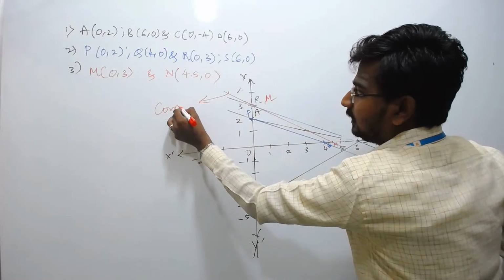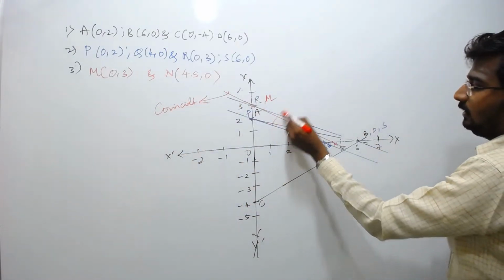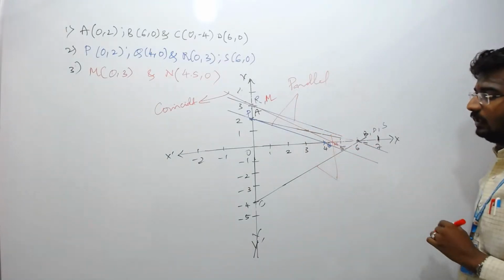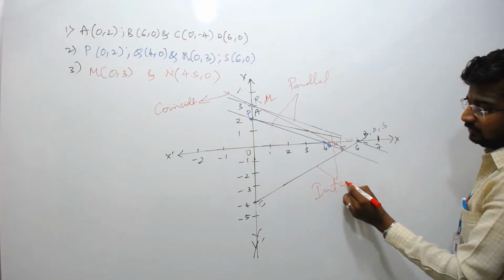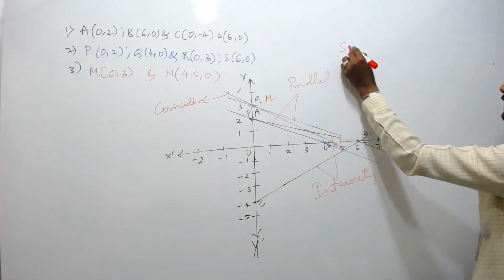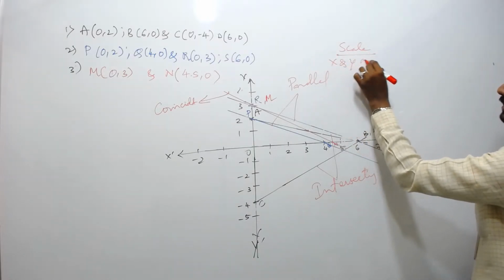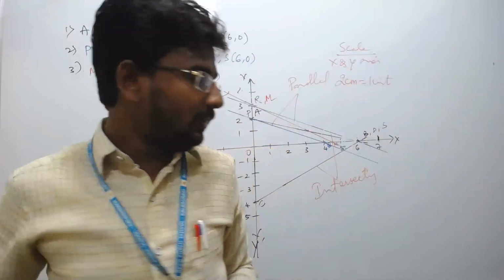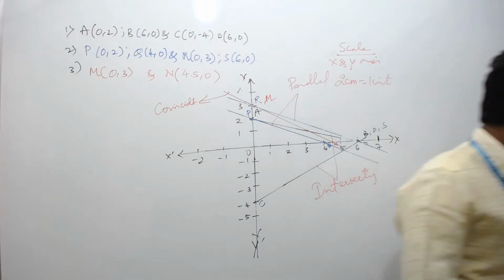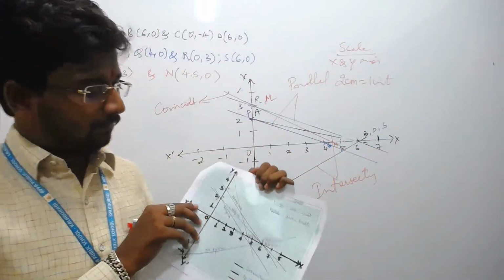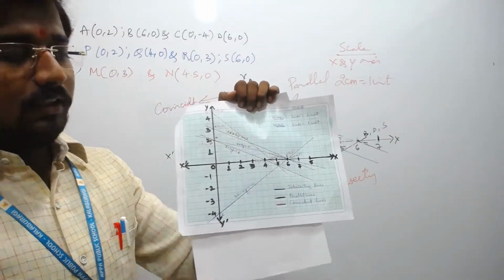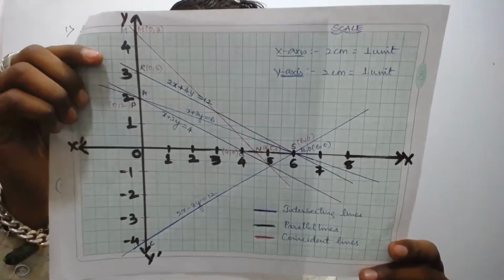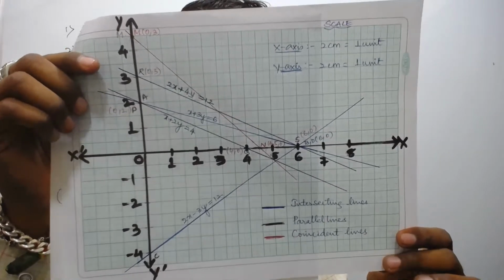Red ink, coincident line. Blue ink, parallel. And black ink represents intersecting lines. Okay, so here you can write x and y axis, 2 centimeter is equal to 1 unit. And if you have time, as I have represented in this, I will send you this photocopy, need not worry. Whatever lines are there, you can write those equations along with this scale. So this is how we complete the activity problem. So this is the first activity problem.